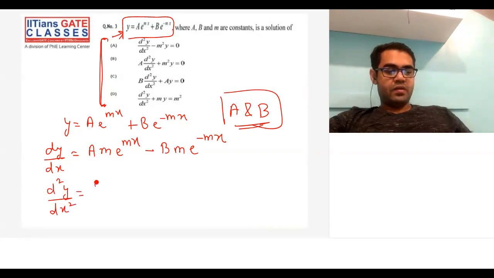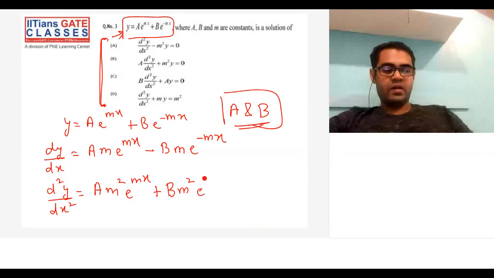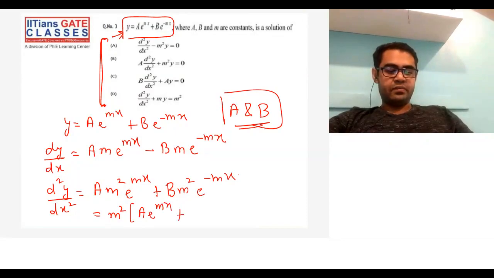This becomes a times m square times e raised to power mx, and this minus and minus become plus b m square e raised to power minus mx. Okay, this thing is very simple. So now what I'll do is, in the RHS, I'll try to take m square common. So this becomes a e raised to power mx plus b e raised to power minus mx.